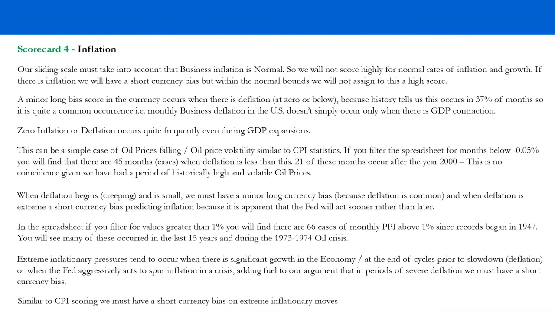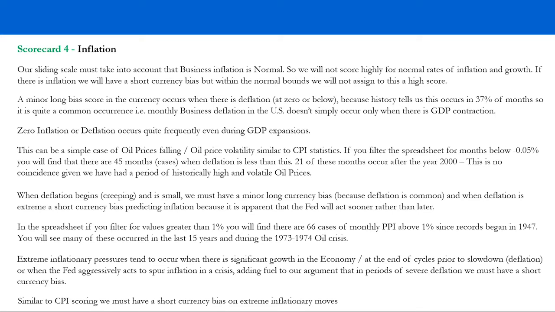So how are we going to start building out our scorecards here? Well, our sliding scale has to take into account that business inflation is totally normal in the United States. So we're not going to score highly for normal rates of inflation and growth. If there is inflation, we're going to have a short currency bias, but when it's within the normal bounds, we're not going to assign a high score to it.